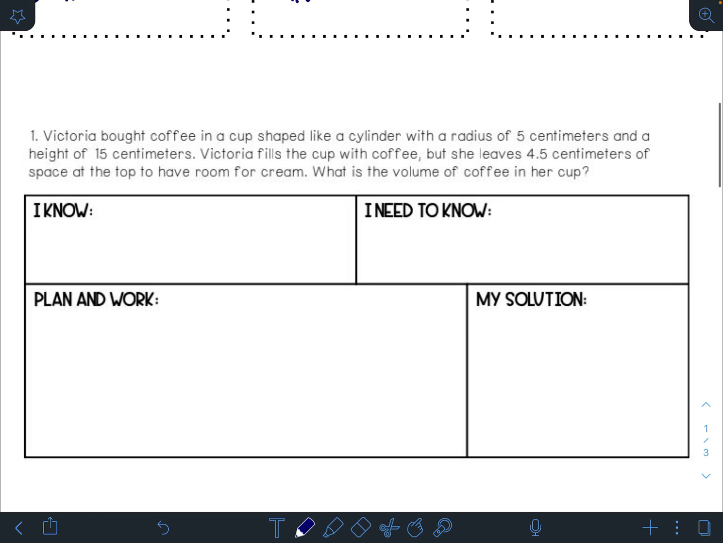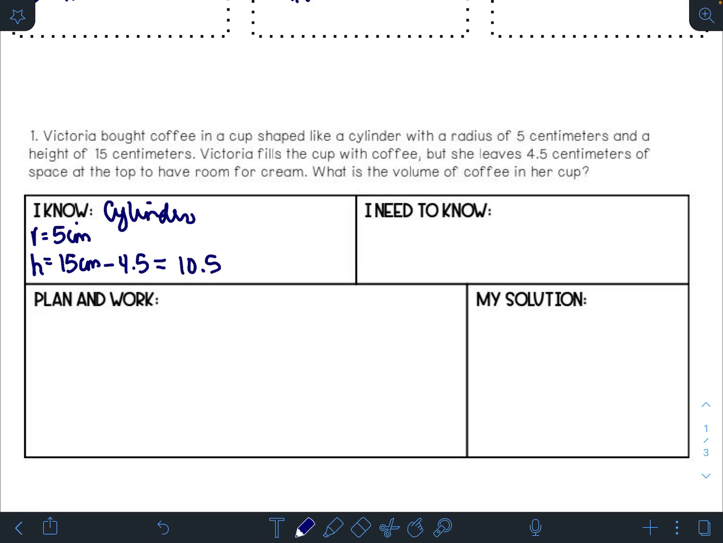On this problem, Victoria bought a coffee cup shaped like a cylinder, so I know it's a cylinder. It has a radius of 5 centimeters and a height of 15 centimeters. She's going to fill it with coffee, but she leaves 4.5 centimeters of space at the top to leave room for cream. So we take 4.5 centimeters off the 15, and our new height is actually 10.5.